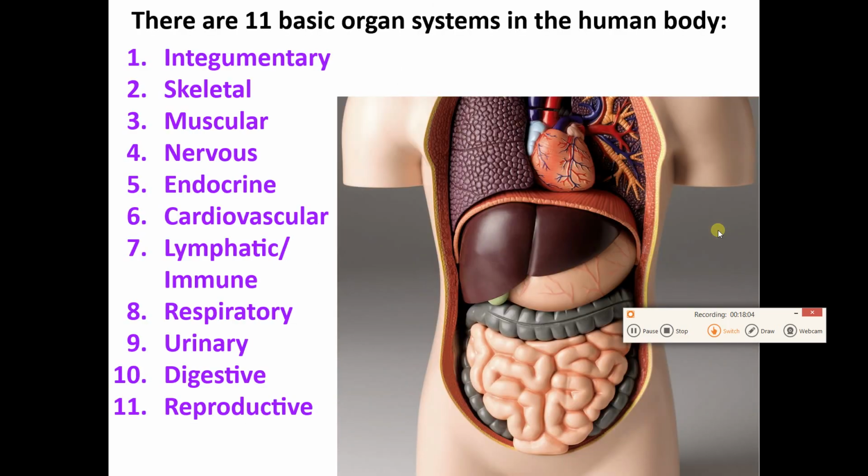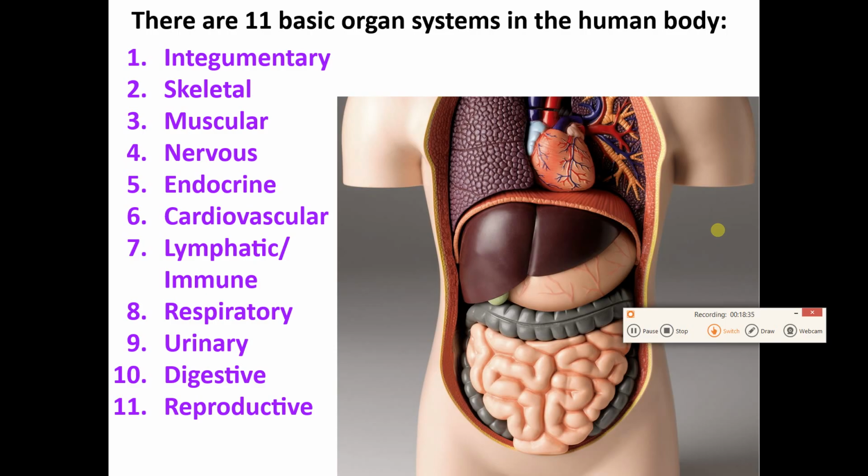So let's walk through some of these levels of hierarchy. We're going to start with organ systems, and there are 11 organ systems we're going to deal with. In no particular order here: integumentary, skeletal, muscular, nervous, endocrine, cardiovascular, lymphatic/immune, respiratory, urinary, digestive, and reproductive.